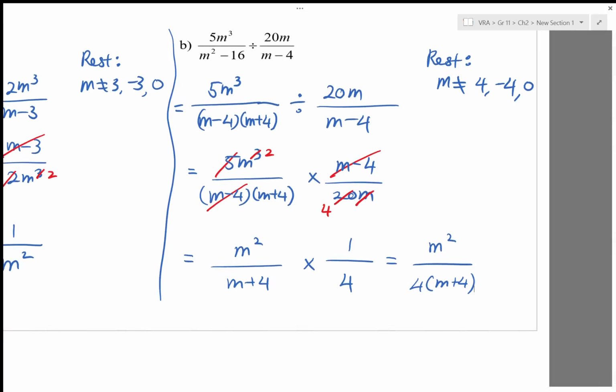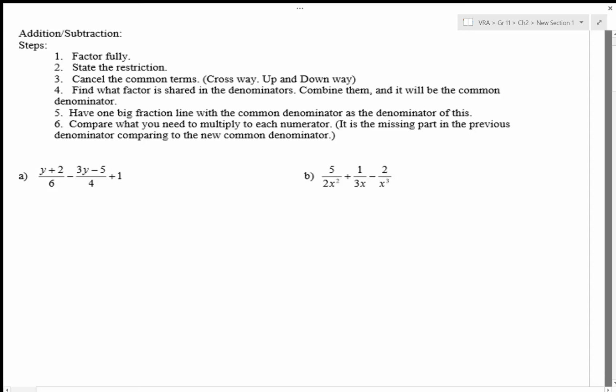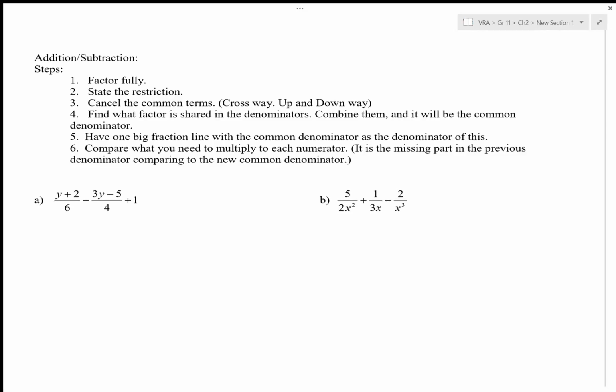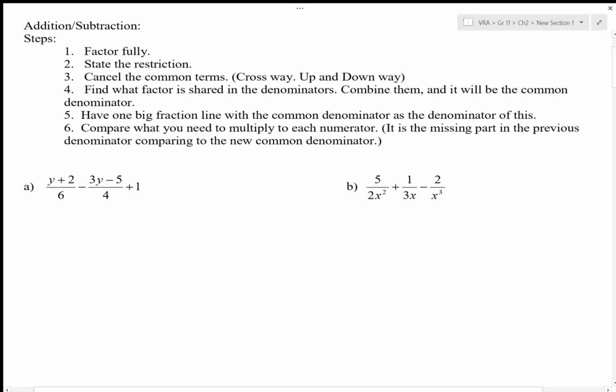Then let's move on to the addition and subtraction. Okay, so let's move on to the next page. The next page is about the addition or subtraction. Now addition, subtraction, they're literally the same idea. Just one is subtracting, one is adding. When you do this, the first step is the same. You have to factor it fully and then state the restriction. So multiplication and division is the same way, right? And then you have to cancel the common terms. So always state the restriction and then cancel it, not the other way around.